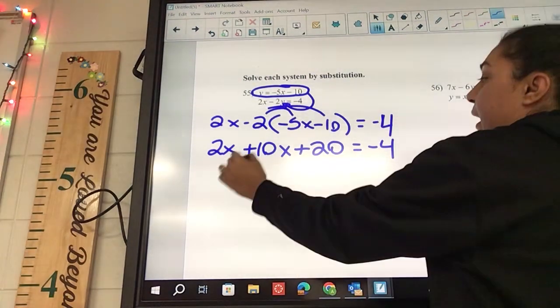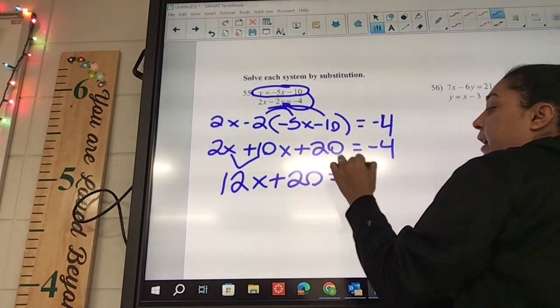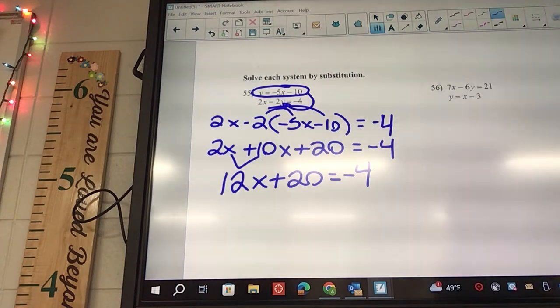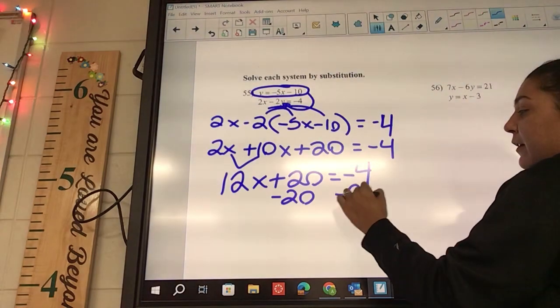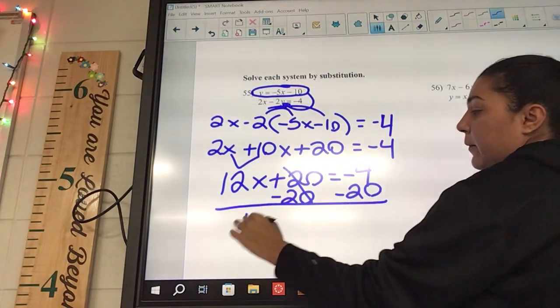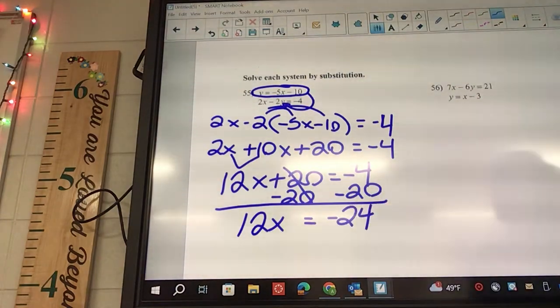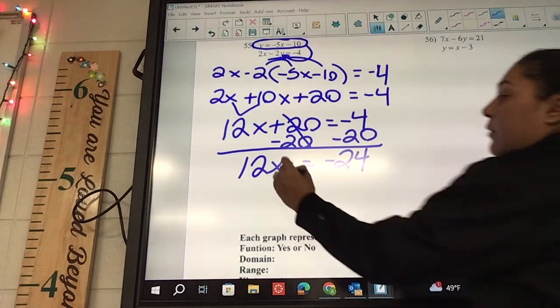Okay, and we're gonna combine, and that's gonna give me 12x plus 20 equals negative 4. Oh, I thought you said 12. I'm like, you good? Okay, so yes, minus 20. And then divide by 12.